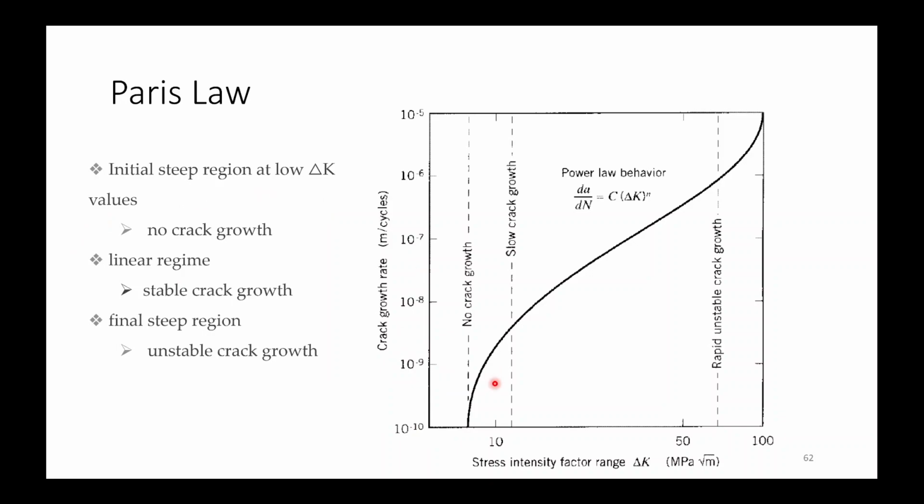Now the initial steep region has low delta K values, which shows no crack growth, and the linear part is the stable crack growth. In this part only, the power law behavior is shown, which is known as Paris law, and after this in the third region, the final steep region, you see unstable crack growth.